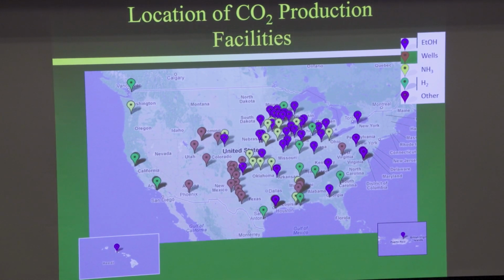You have natural wells. We saw a lot of those where those pipelines were built before, and ammonia plants. Once again, we see here a lot in the Midwest.